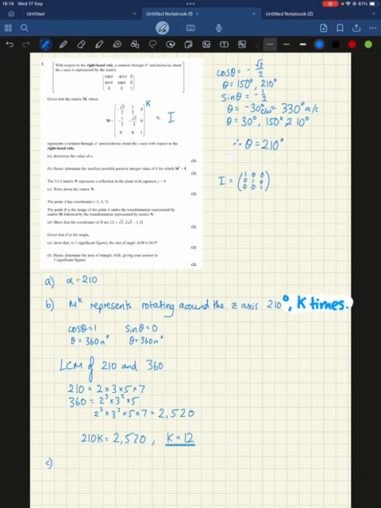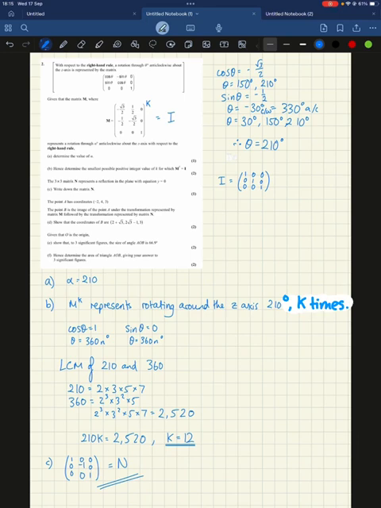3x3 matrix N represents a reflection in the plane with equation y equals 0. Write down the matrix N. Right, reflection in the plane y equals 0. We know that the x and z axes are invariant, so 1, 0, 0, and 0, 0, 1. They're invariant. And our original vector 0, 1, 0 gets mapped to 0, minus 1, 0, remember? So we'll get 0, minus 1, 0. So that is our matrix N.